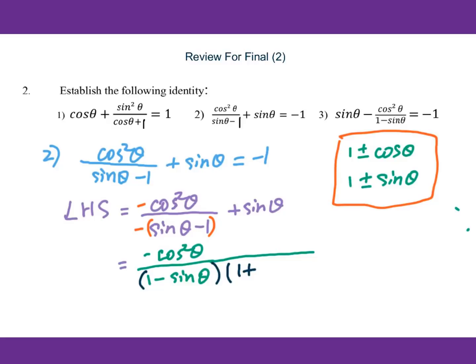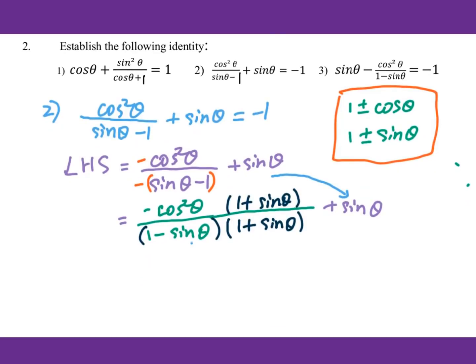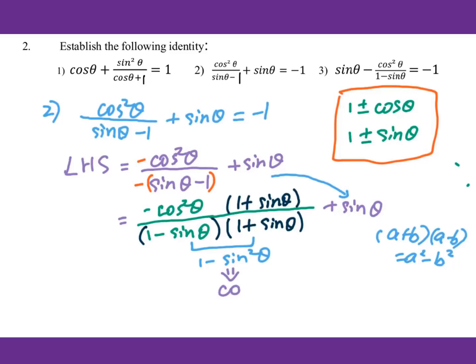We multiply by 1 plus sine theta, top and bottom. Then plus sine theta. For conjugate multiply, these two, you will get 1 minus sine square theta, because A plus B times A minus B is A square minus B square. For this one, we got the cosine square theta. Then you can reduce.